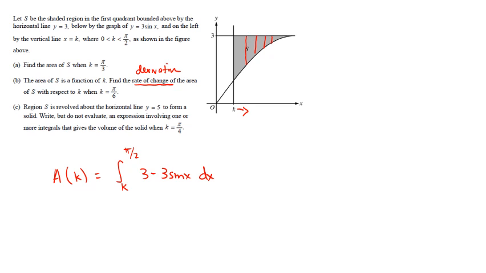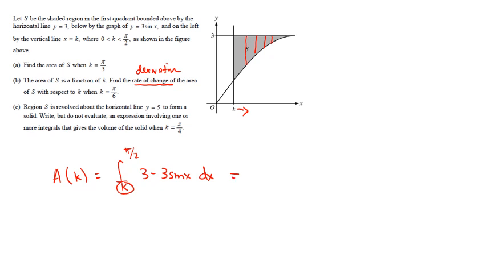So here's my function for the area of S as a function of k. Now, I want to take the derivative of this. I know how to take the derivative of an integral, or at least I should, and whenever I do that, remember that this variable has to be the upper bound.